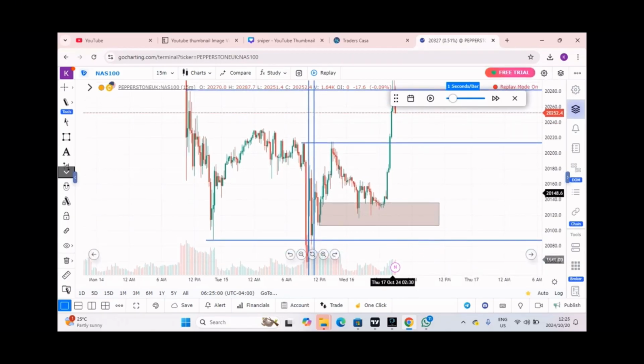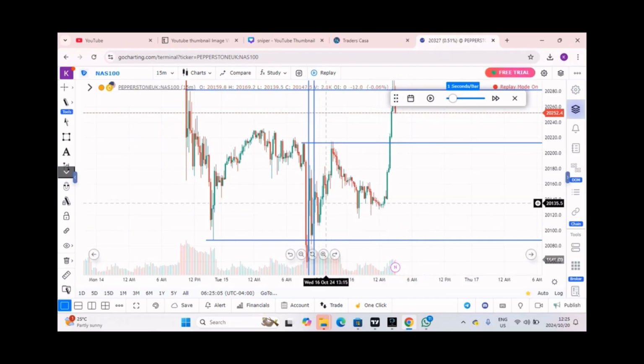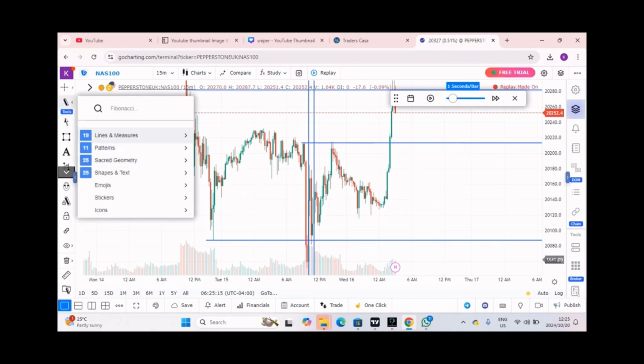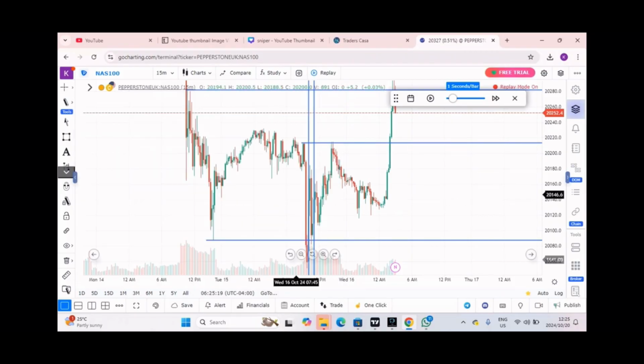Because now look, even though there was an order block right there, there was a what here? This was a high. So basically this right there acts as liquidity as well. So what happens at this point? Just put in another line. This horizontal ray, we're going to use this one.